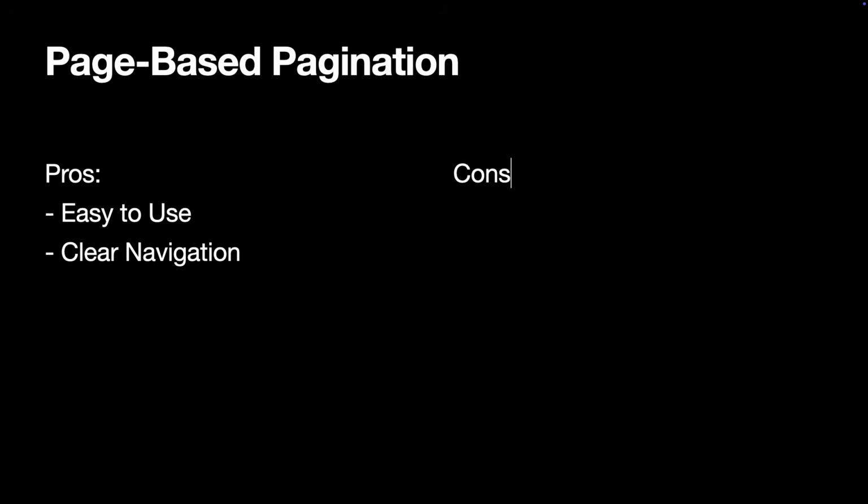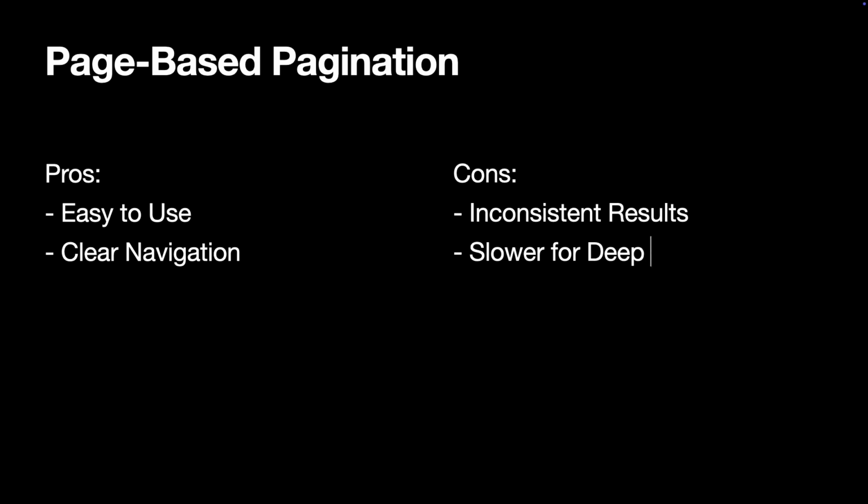Cons are very similar to offset pagination. Inconsistent results. If data changes, items can shift, causing duplicates or missing entries. Slower for deep pages, large datasets still require scanning many rows. And not great for real-time data. Items move between pages as data updates.